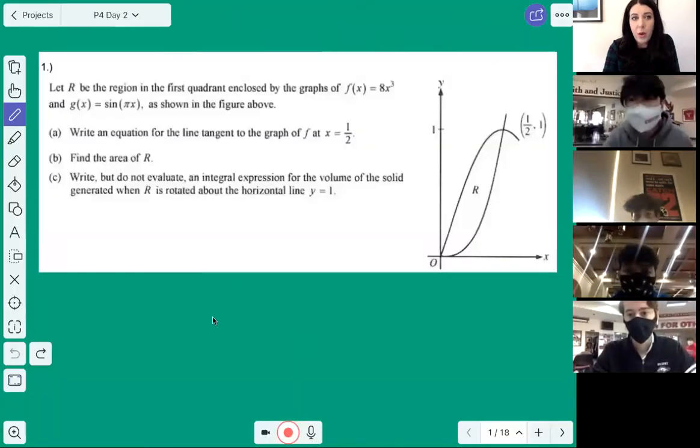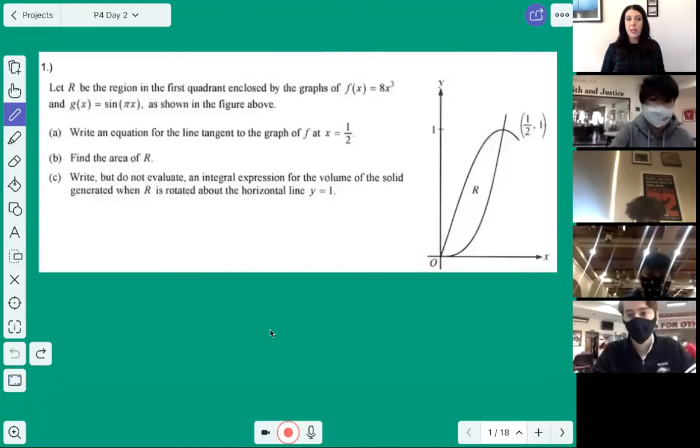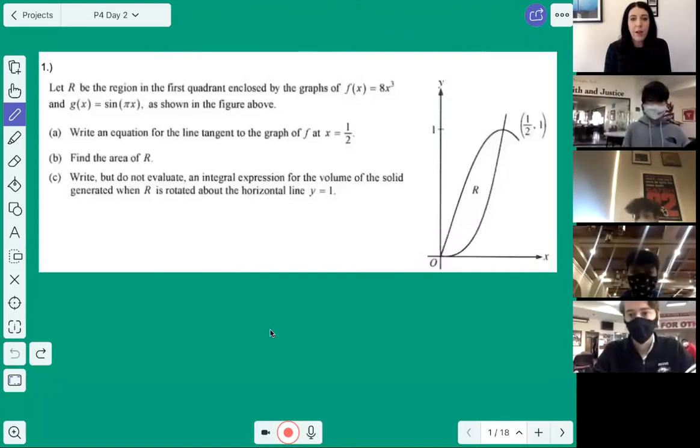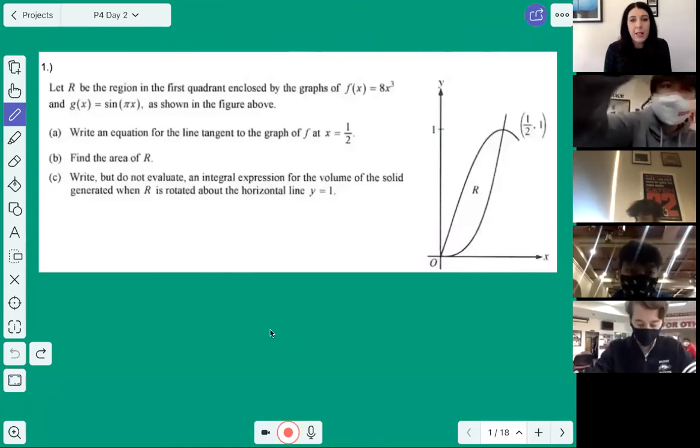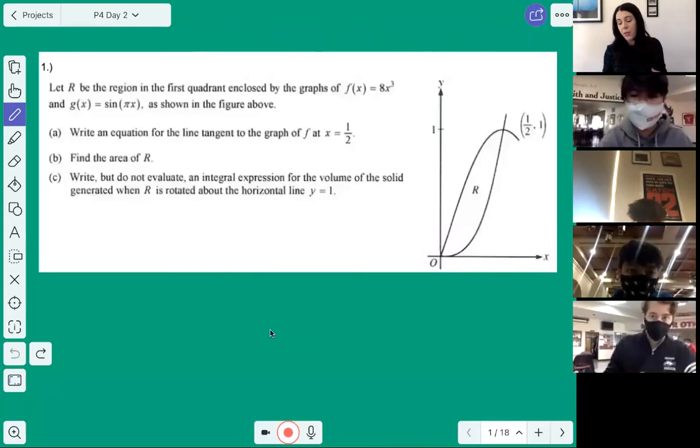And we're going to start with question number 1. Question number 1 said, let R be the region in the first quadrant enclosed by the graphs of f of x equals 8x cubed and g of x equals sine of pi x, as shown in the figure above, or to the side for me.